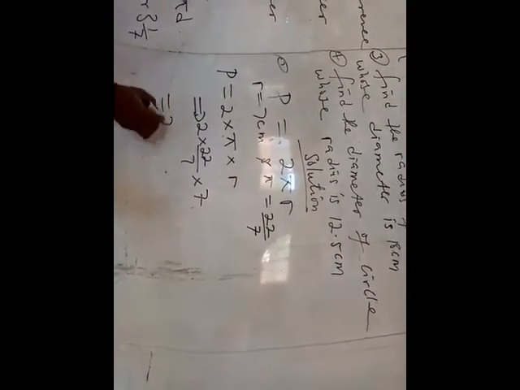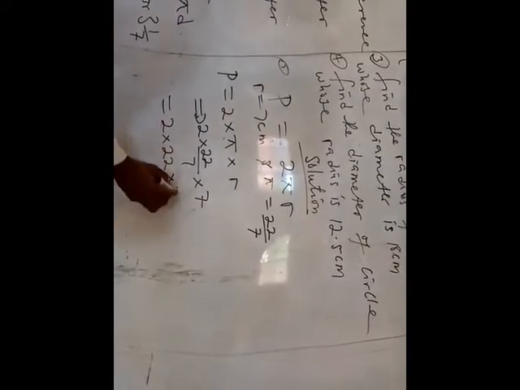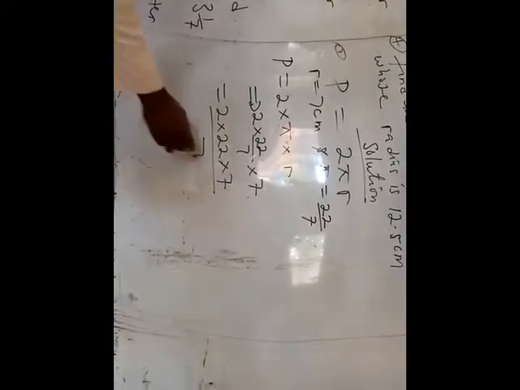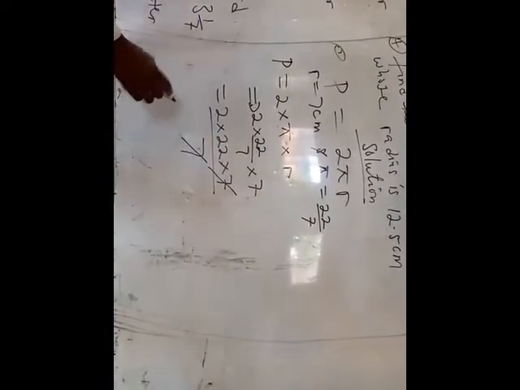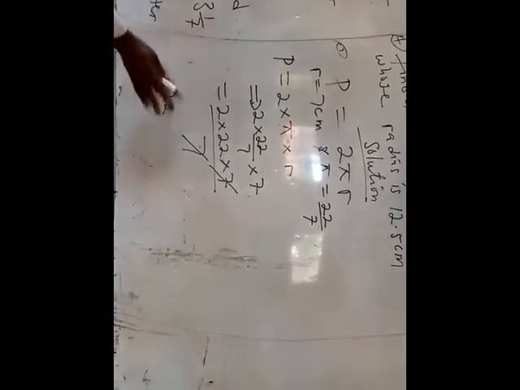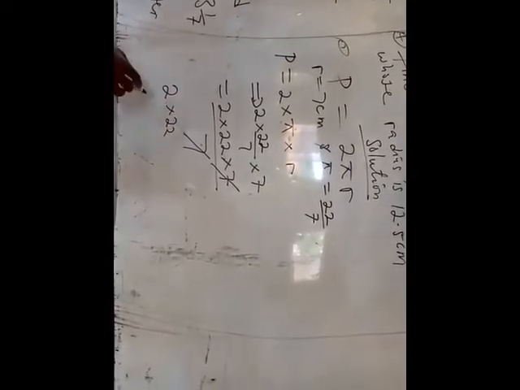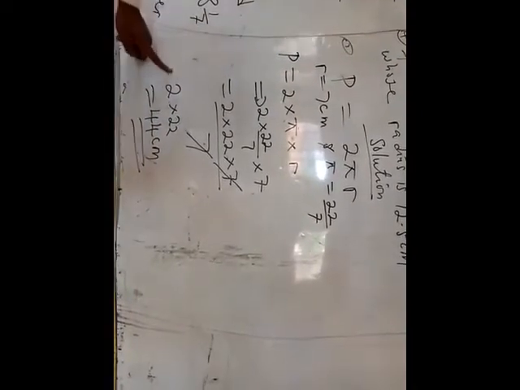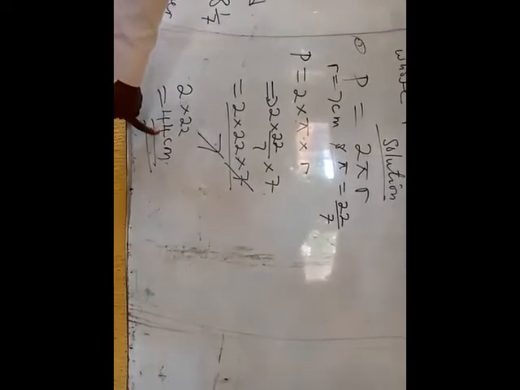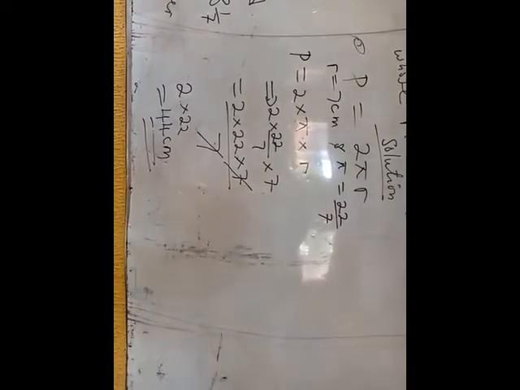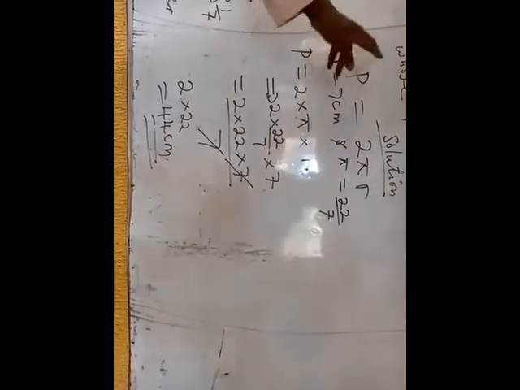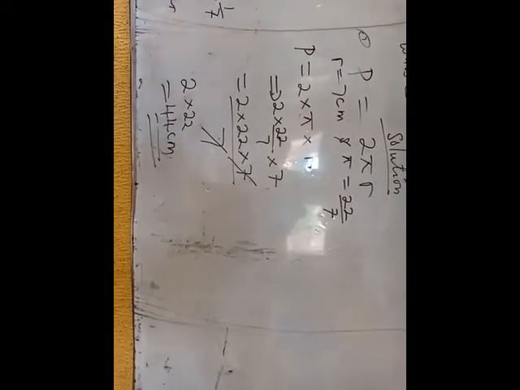which implies 2 times 22 over 7 times 7. So this is now equal to 2 times 22 times 7 over 7. So this line will be extended. So 7 cancels 7. So we now have 2 times 22, which is equal to 44 centimeter. 2 times 2 is 4. That is 44 centimeter. That is all about question number 1. As I said earlier, P could be perimeter or P is also the circumference of the circle.